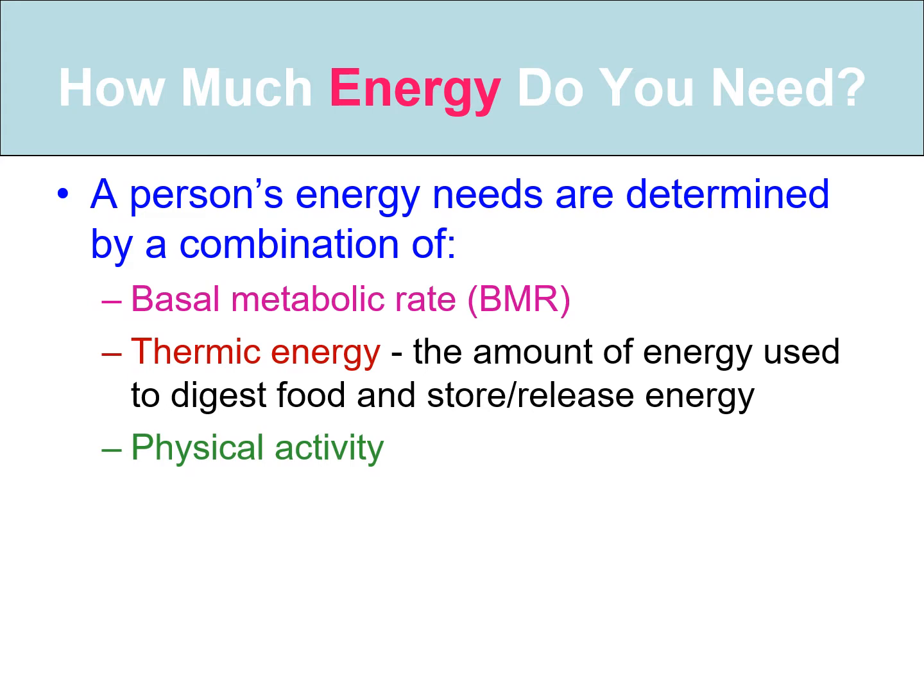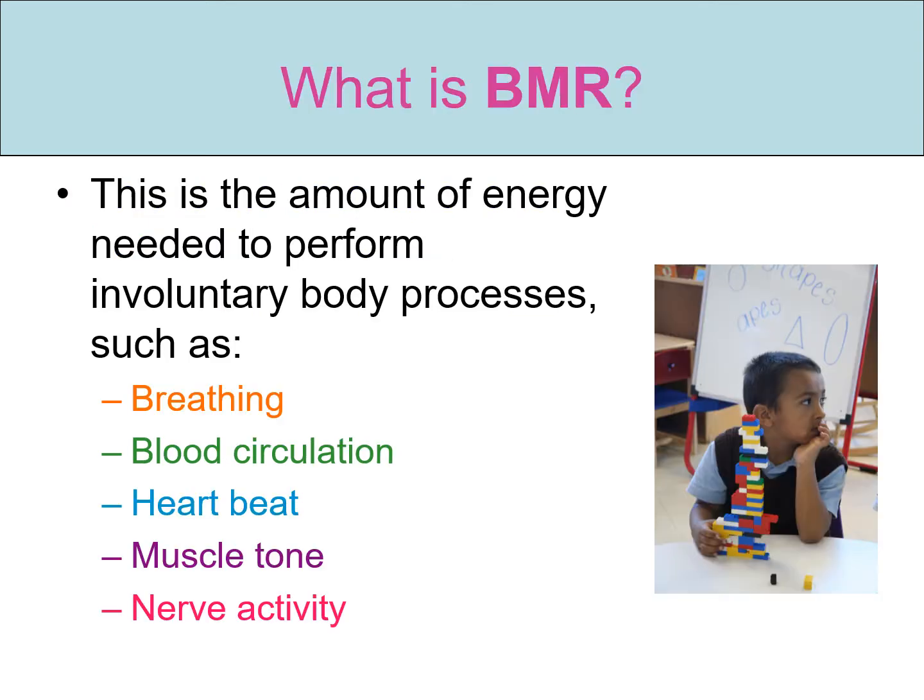So a person's energy needs are determined by a combination of factors: basal metabolic rate, or BMR, thermic energy, the amount of energy used to digest food and store and release energy, and physical activity. So what is BMR? This is the amount of energy needed to perform involuntary body processes such as breathing, blood circulation, heartbeat, muscle tone, and nerve activity.